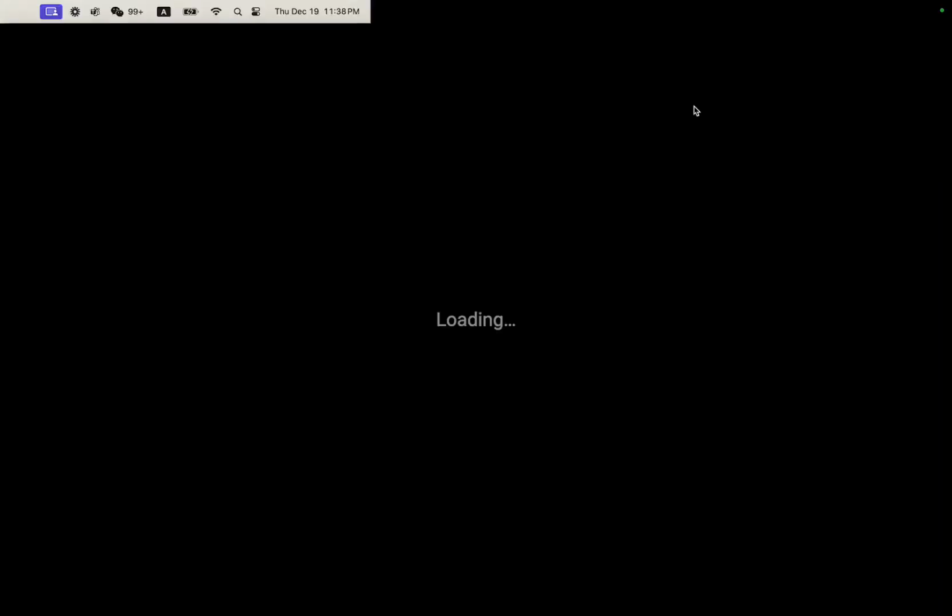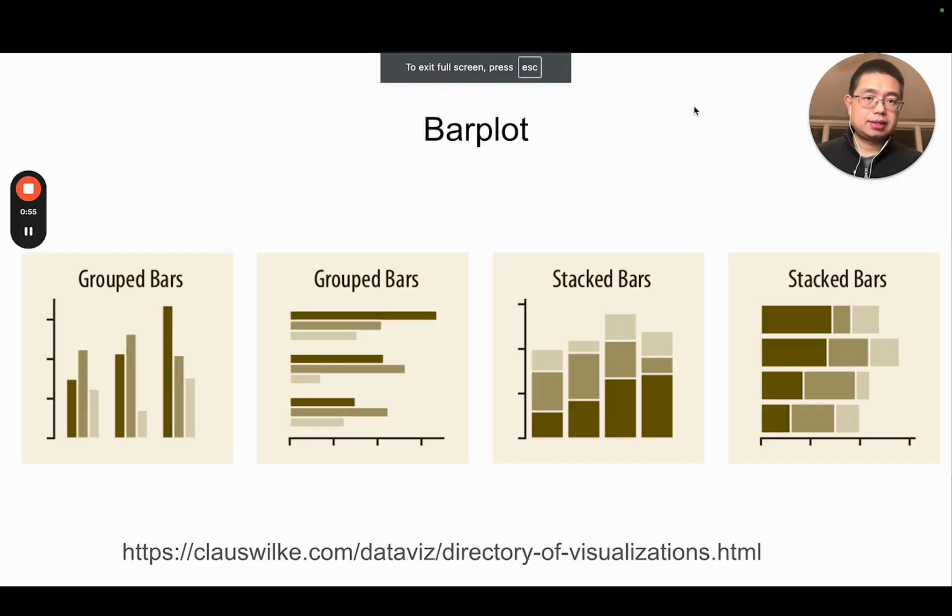Now let's dive in. The first type is called the bar plot. Bar plot is very common in any genomics paper, or actually in any paper, not necessarily genomics. The y-axis is just the number or amount, right? So you can use that to compare the number among different groups.